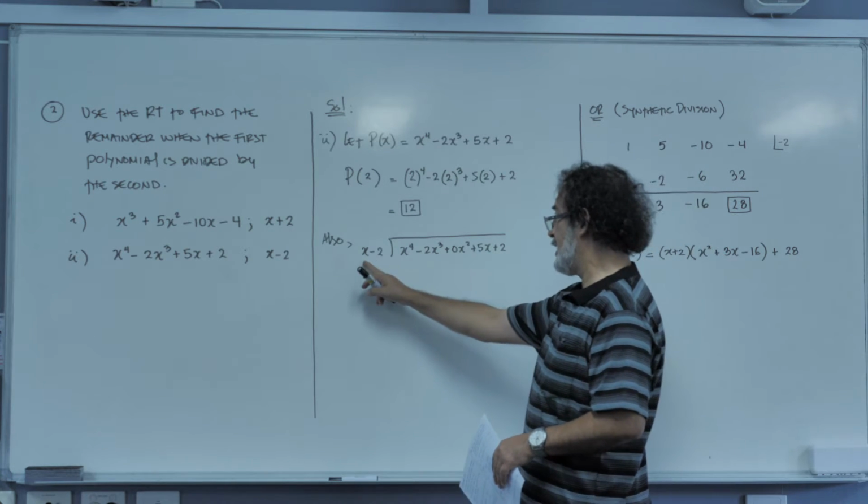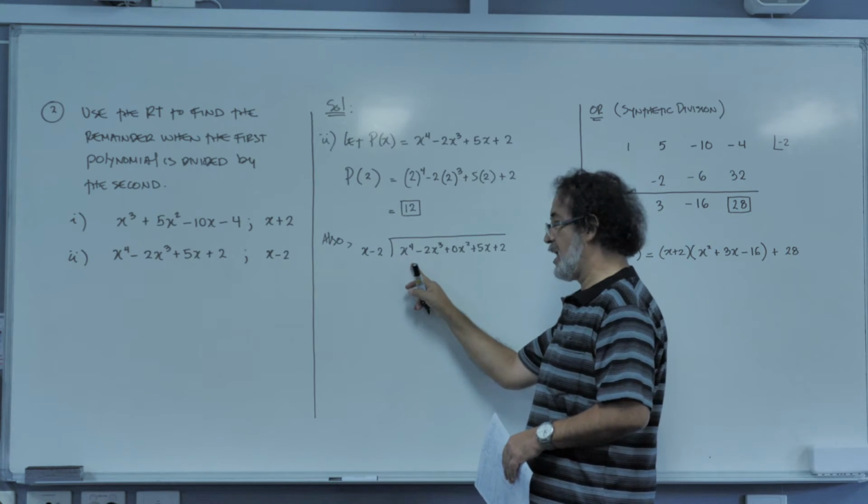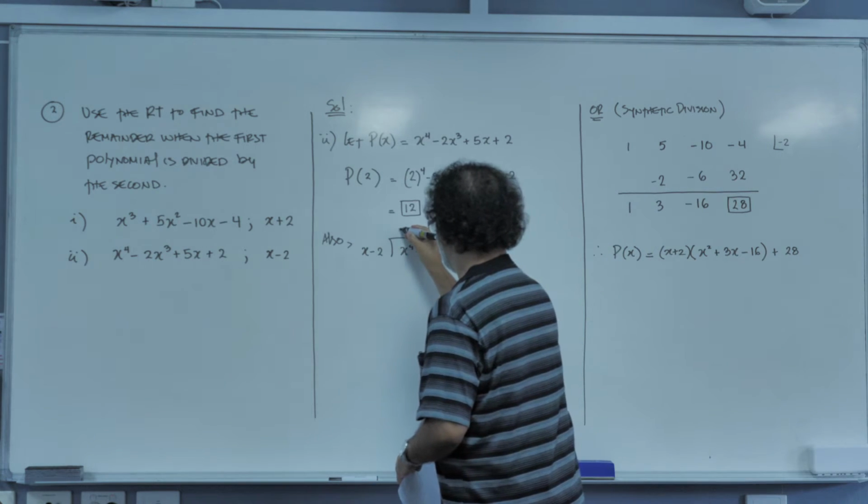So we need to multiply x by x cubed to get x to the power of 4. So we're going to put x cubed here on top.